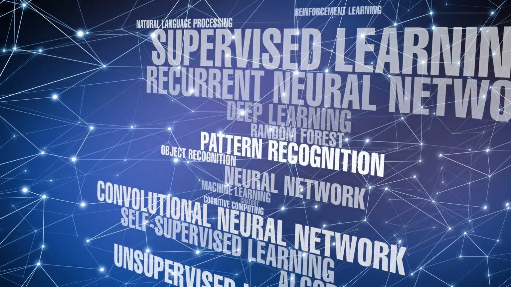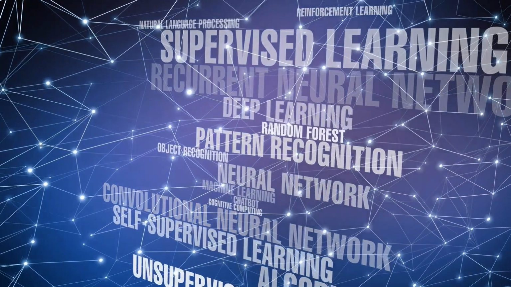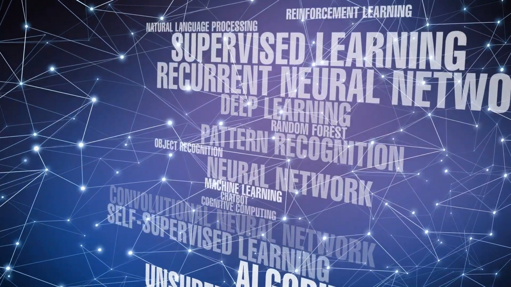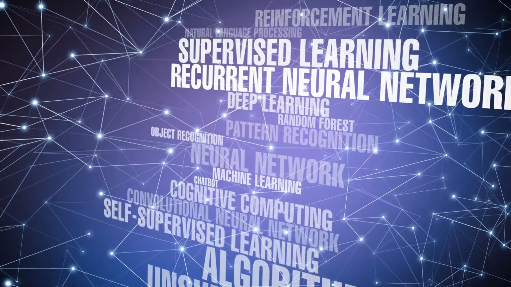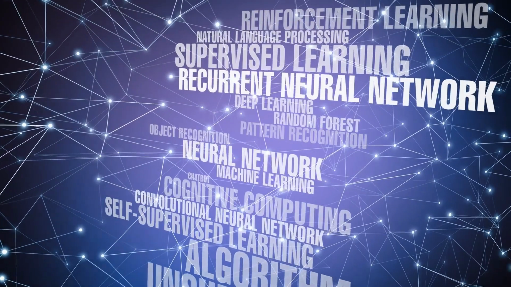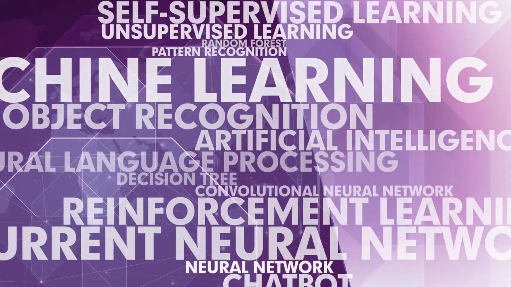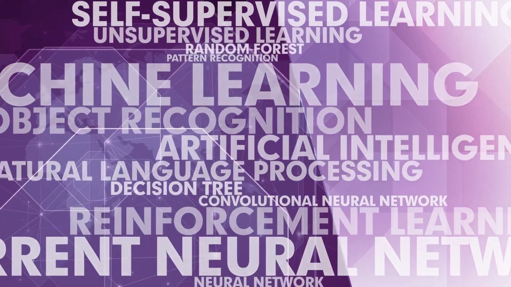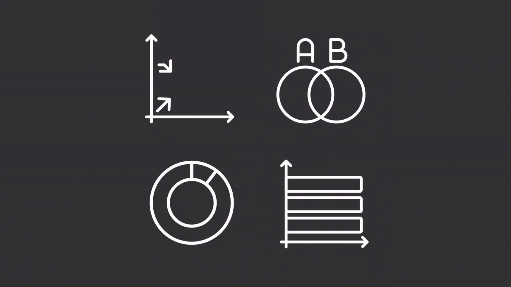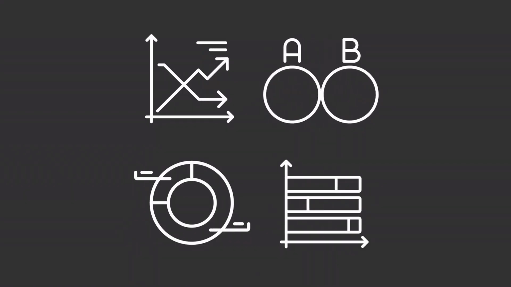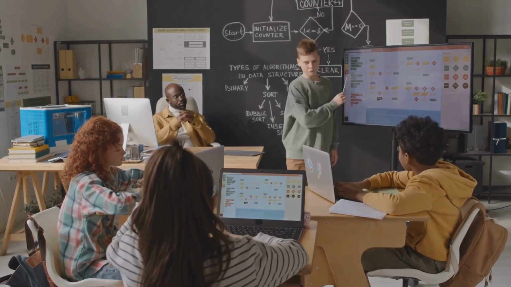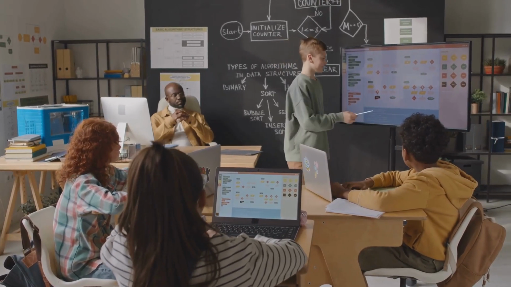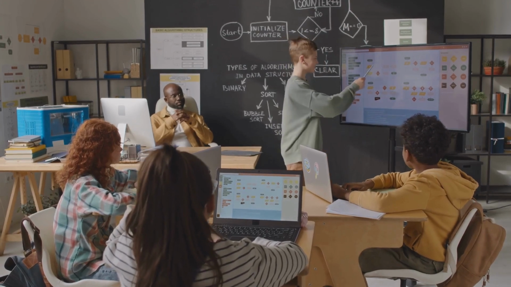We'll explore essential algorithms like linear and logistic regression, k-nearest neighbors, support vector machines, decision trees, random forests, boosting, naive Bayes, k-means clustering, principal component analysis or PCA, and even get a glimpse into neural networks. By the end, you'll have a solid foundation for understanding how these algorithms work and which ones to choose for your projects.